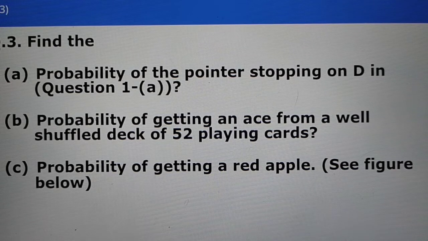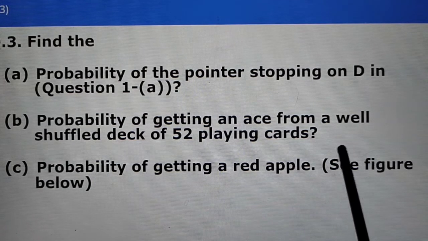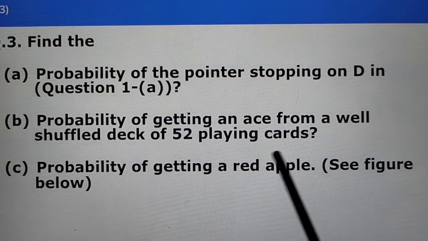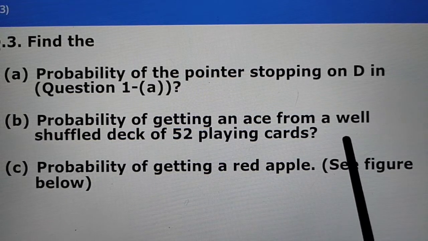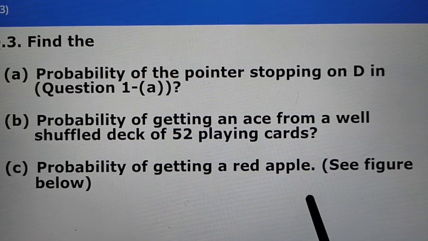Now students, the next question is the probability of getting an ace from a well shuffled deck of 52 cards. I will show the complete 52 card distribution at the end. After some time we will do this question. Before that, we start with the next part, C.